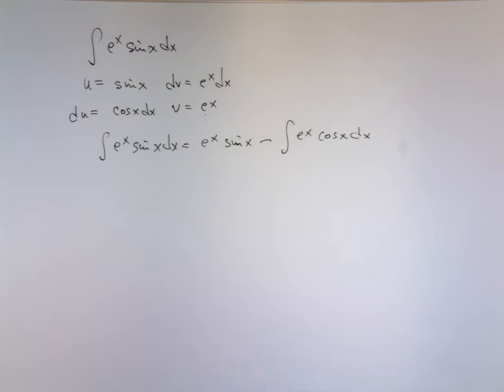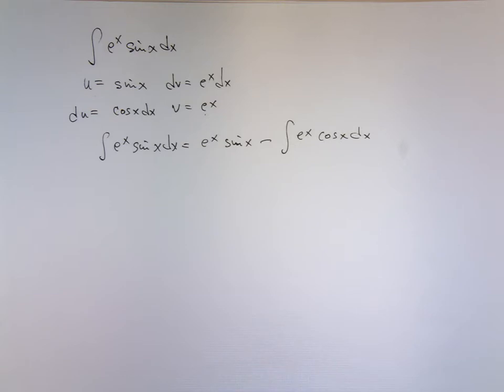No, it's of equal complexity. It's an e to the x times cosine this time instead of an e to the x times sine. We're going to repeat the process. One of two things will happen. Either we'll be able to solve for that integral, or everything cancels and we end up with 0 = 0, meaning we should have done it a different way.